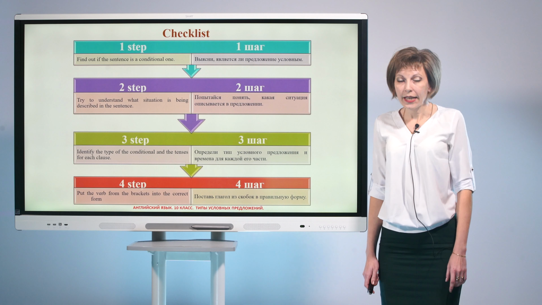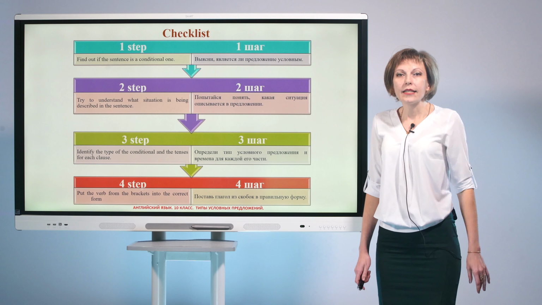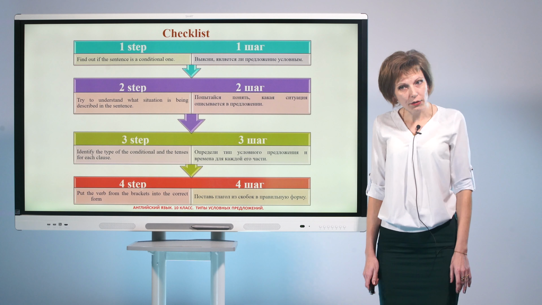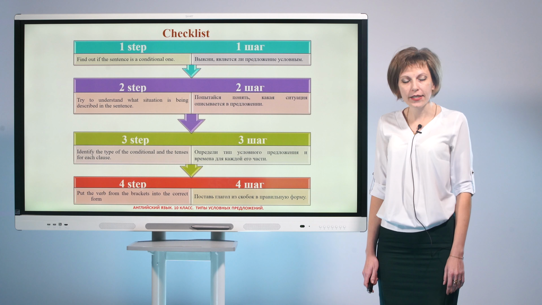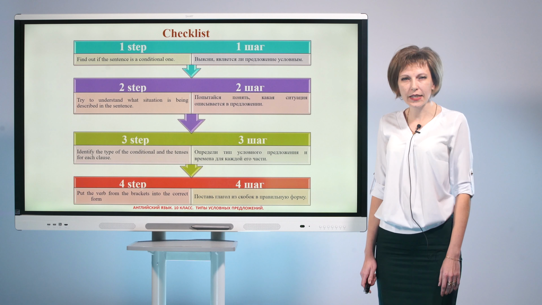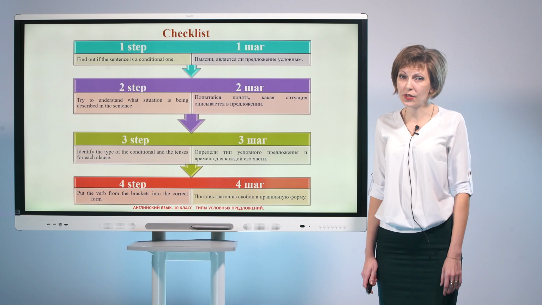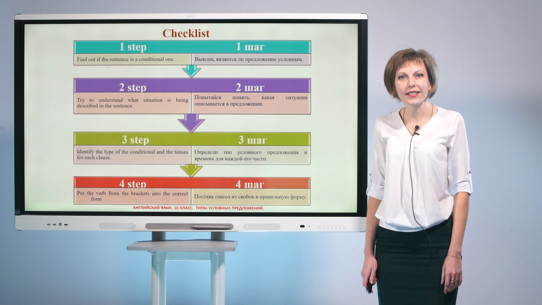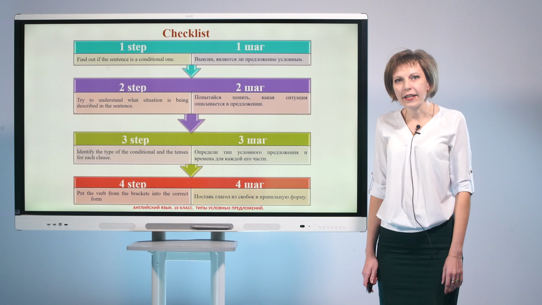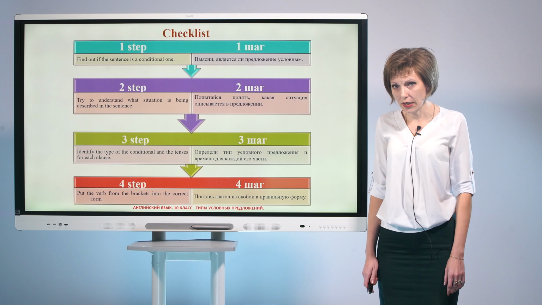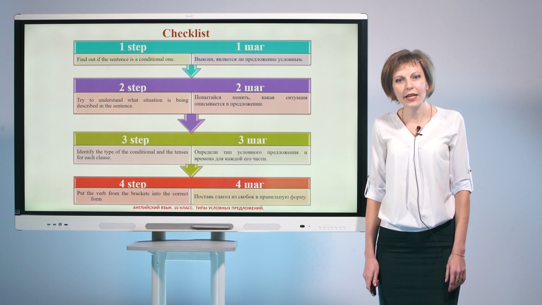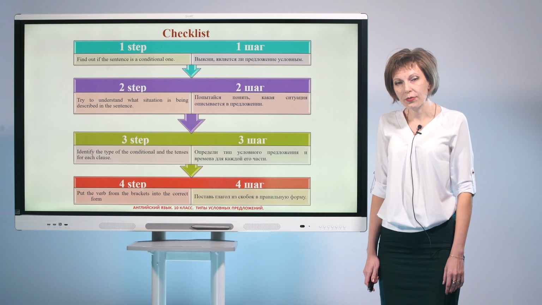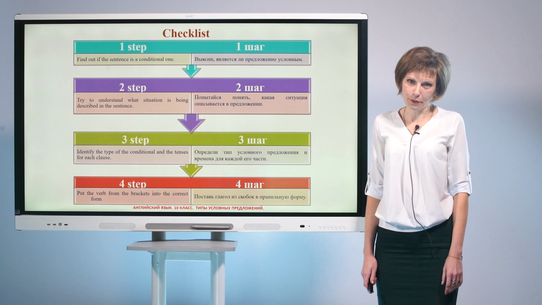This checklist has 4 steps. Step 1. Find out if the sentence is a conditional one. Step 2. Try to understand what situation is being described in the sentence. Step 3. Identify the type of the conditional sentence and the tenses you need to use in it. And step 4. Put the verbs from the brackets into the correct form.